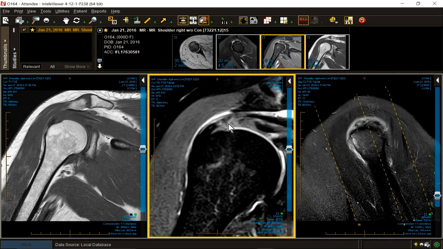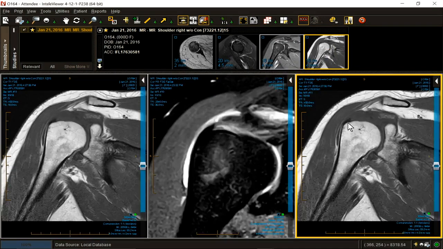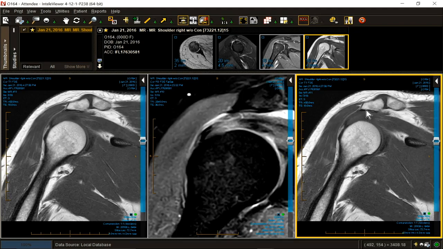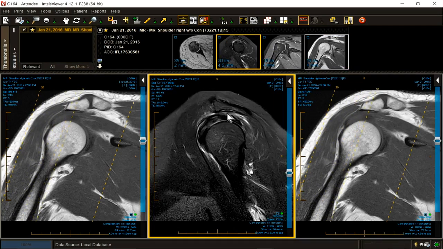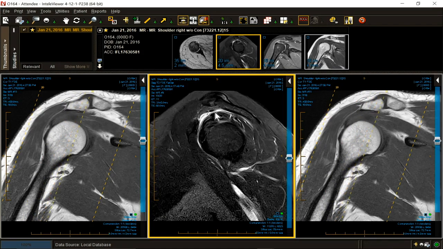Let's look at the subacromial arch. It's actually not too bad. There's no big spurs. Let's look at it sagittally. It's a little hypertrophic. The ligament, the coracoacromial ligament, is a little bit thickened.